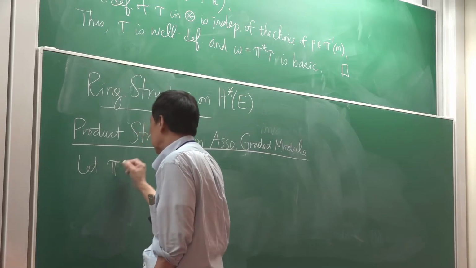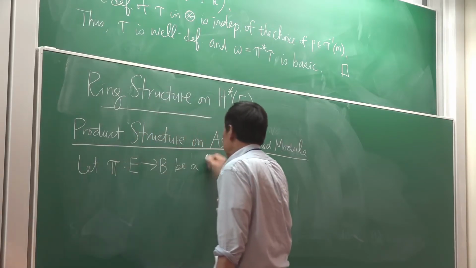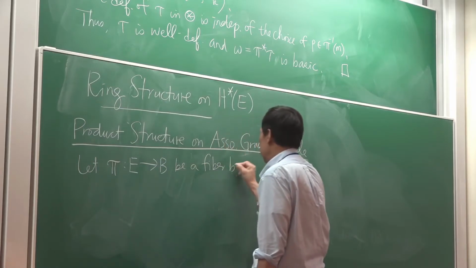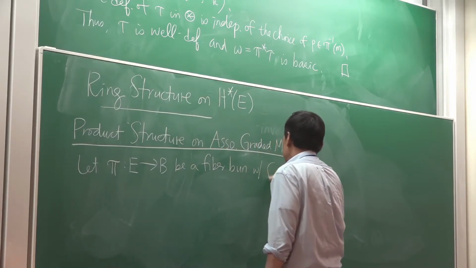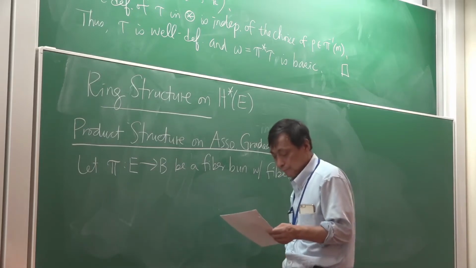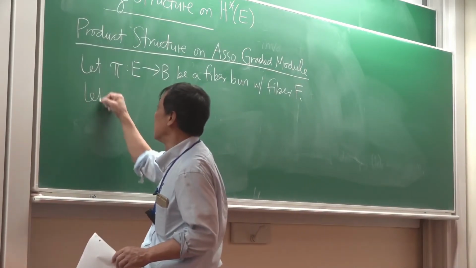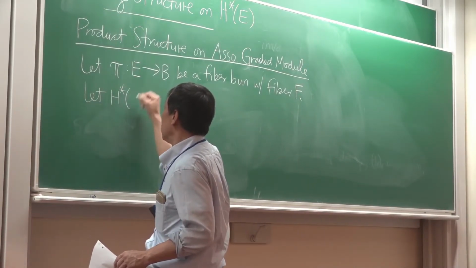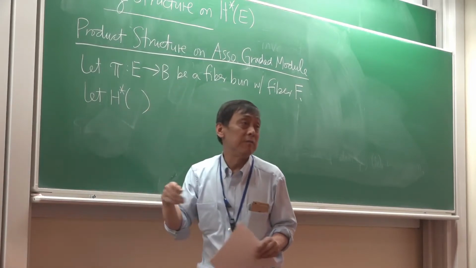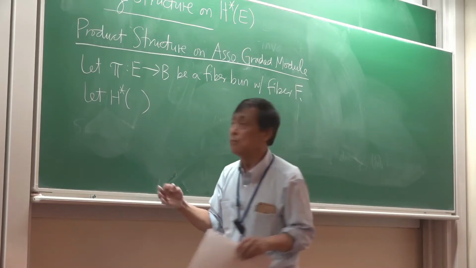Okay, so here we are looking at a fiber bundle with fiber F. And now let's assume that cohomology is with coefficients in any commutative ring with identity.